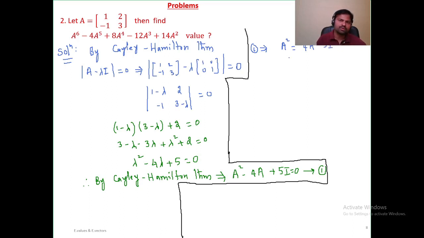I want to generate A cubed. So multiply both sides with A. Then you will get A cubed is equal to 4A squared minus 5A. And now look at the A cubed I'm getting. Again A to the power 4 I need to generate. So assume this is number 2. Now 2 implies, multiply both sides with A again.